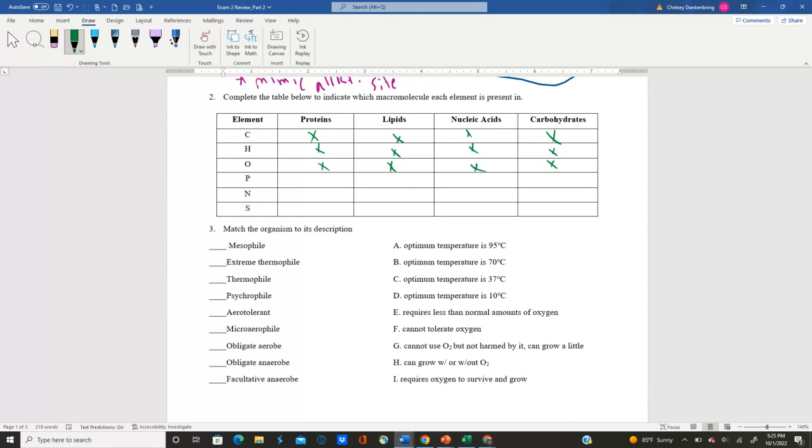All right, so with phosphorus, phosphorus is a key component of phospholipids.